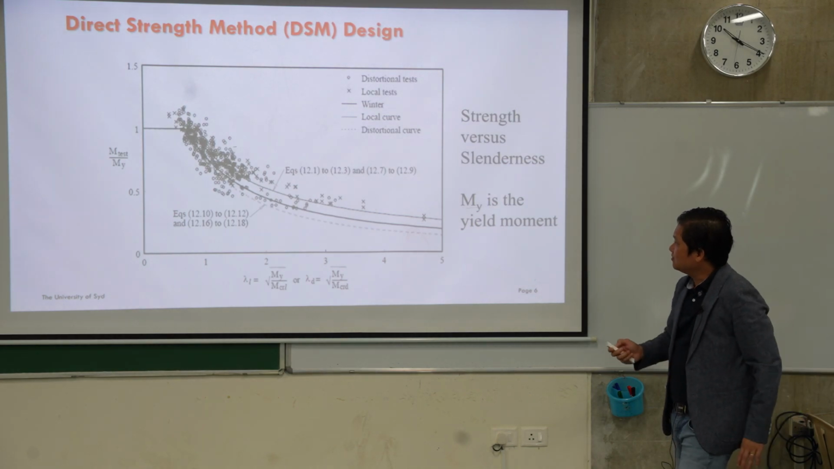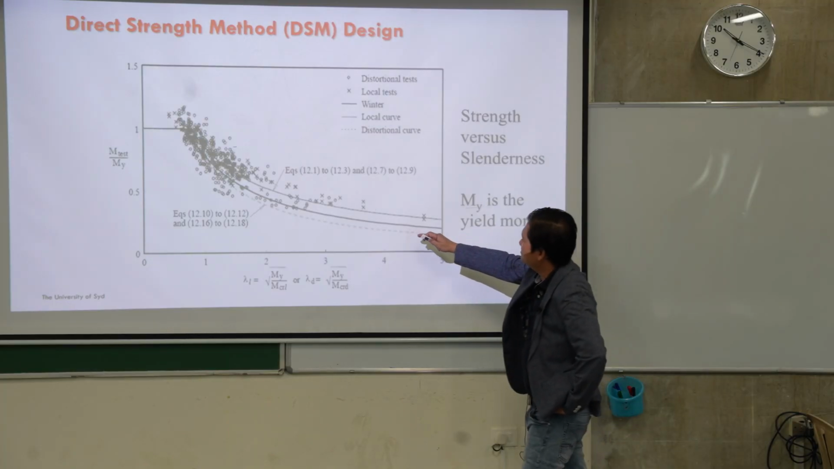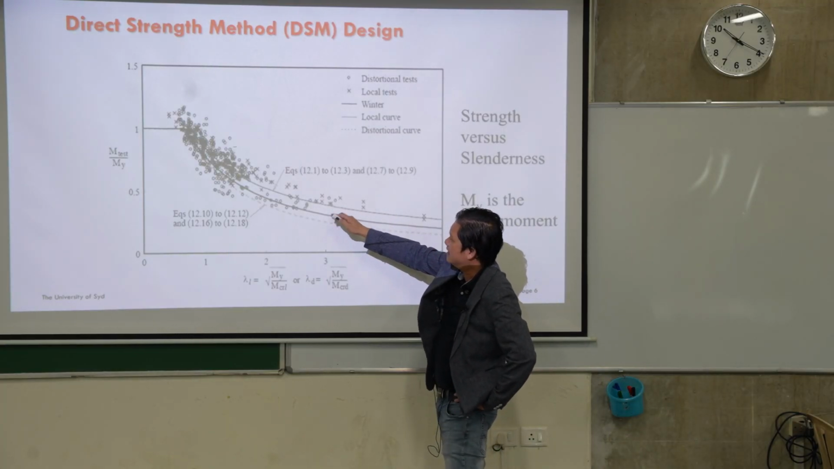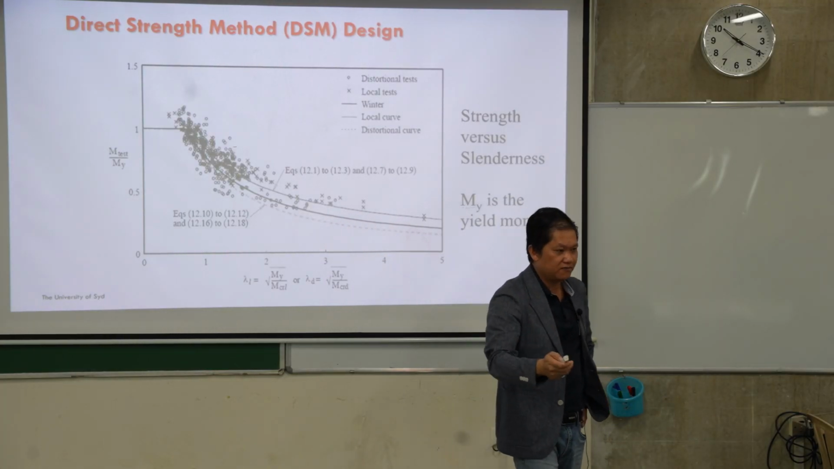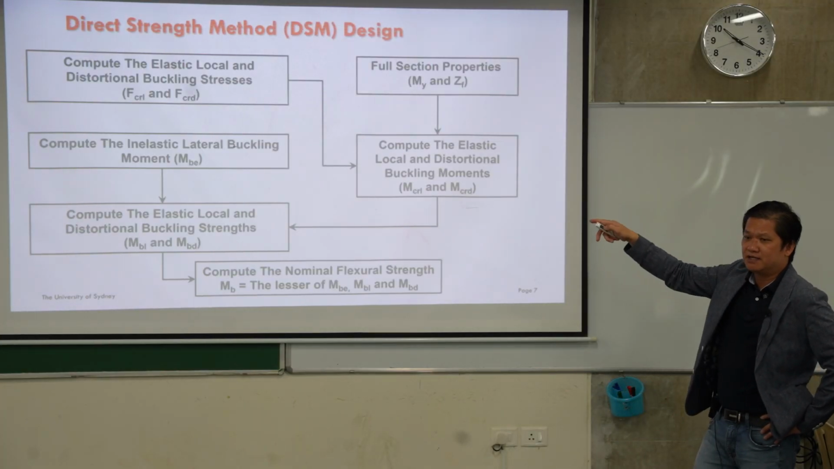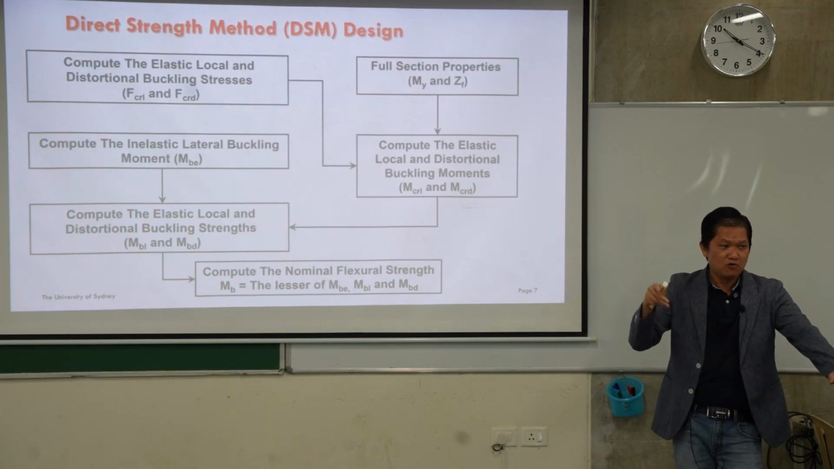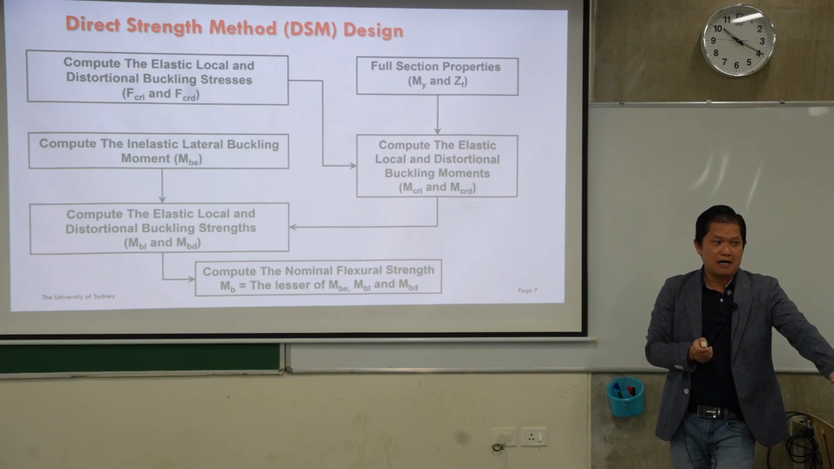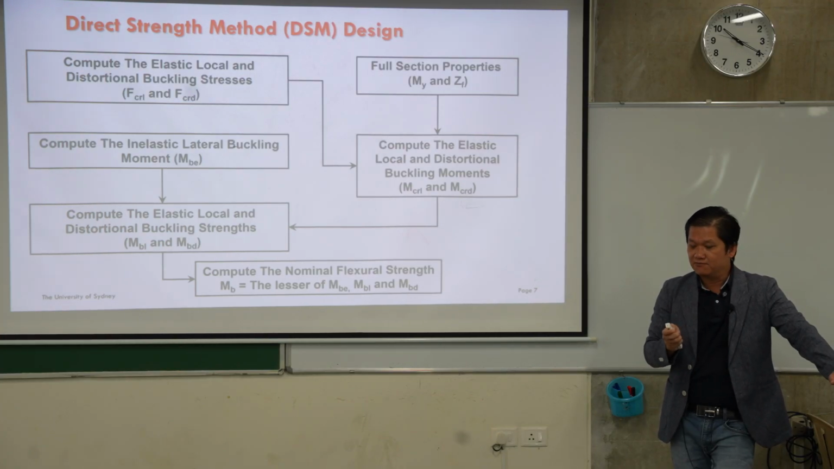All right, so this one is the famous equation, where you can see those equations, the equation that we learned or we got from the standard. All right, so this should give you a very simple flow chart of how you use the direct strength method for design. Yes?